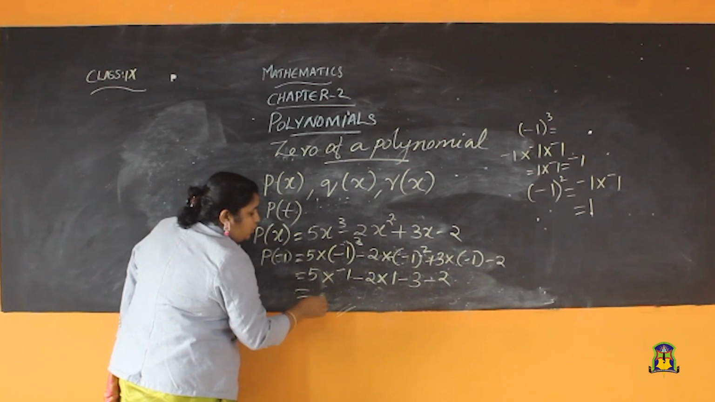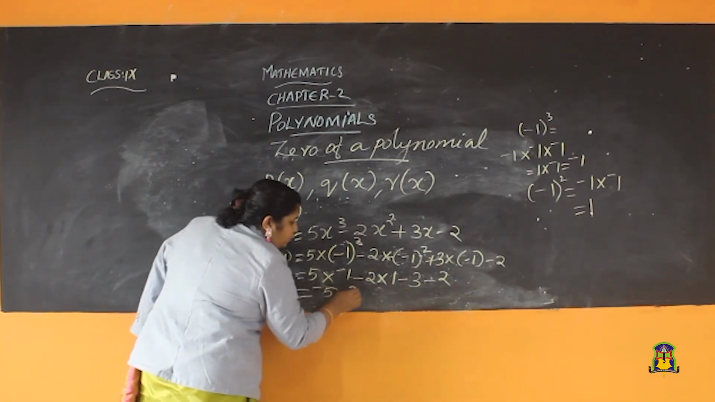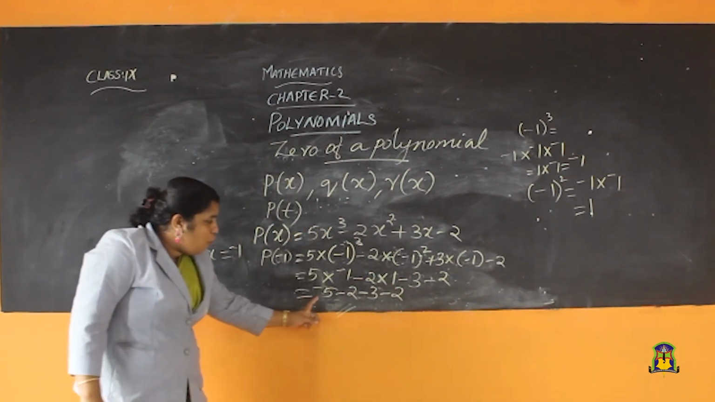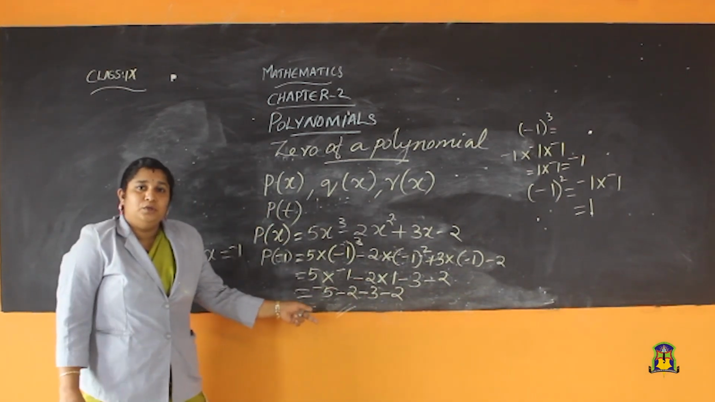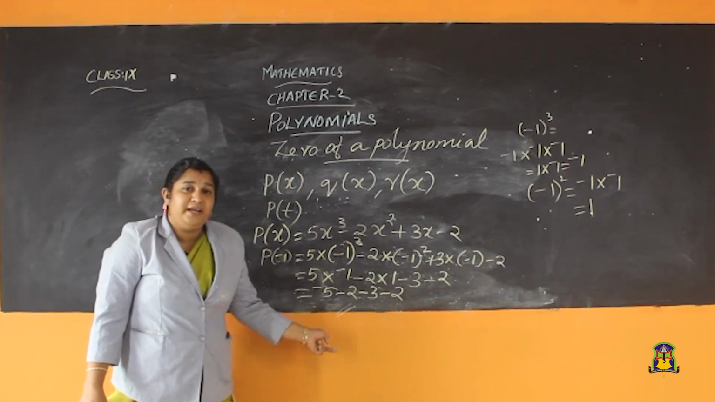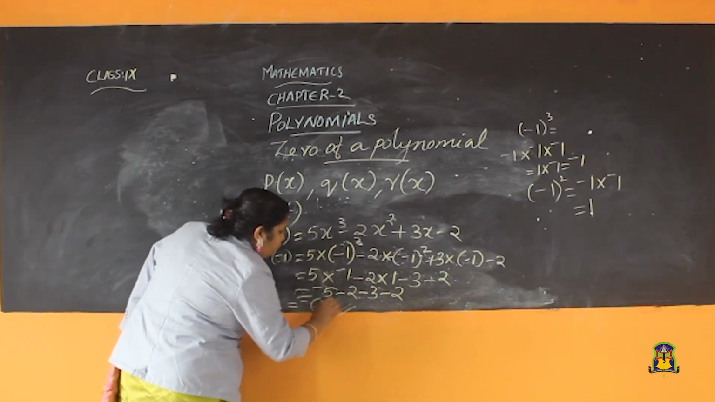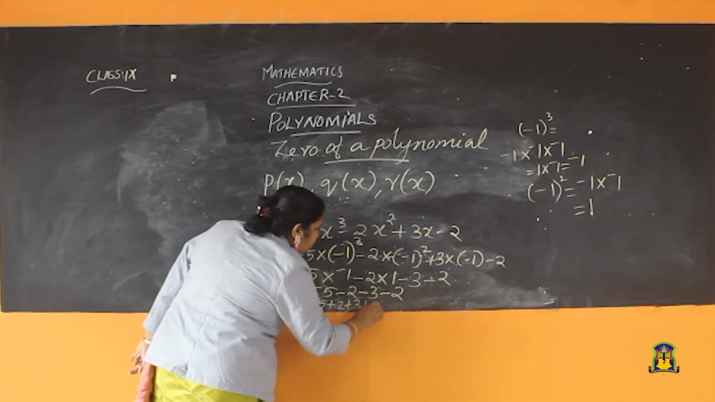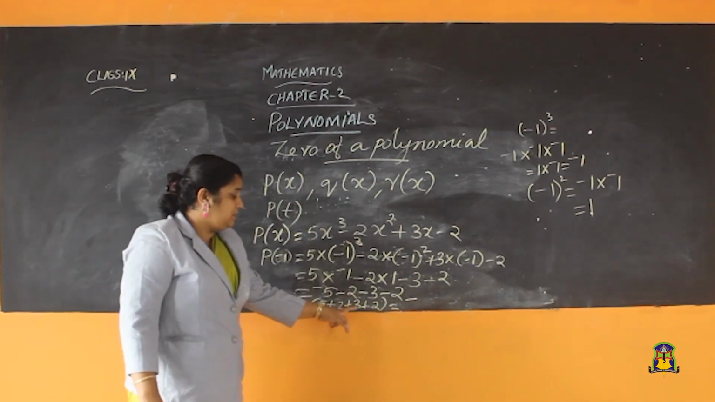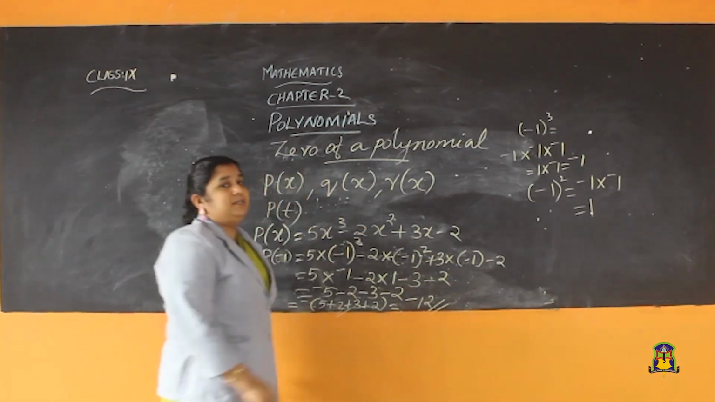So, 5 into minus 1, what is that? Minus 5. Minus 2 into 1 is 2, minus 3, minus 2. See, here all the signs are negative. So, how will we subtract this? What do we want to do? We should take the negative sign outside and add all the numbers: 5 plus 2 plus 3 plus 2. So, what is the answer? 5 plus 2 is 7, 7 plus 3 is 10, 10 plus 2 is 12. So, minus 12 is my answer.